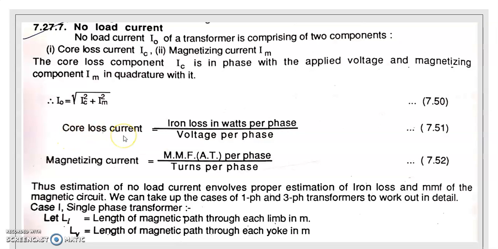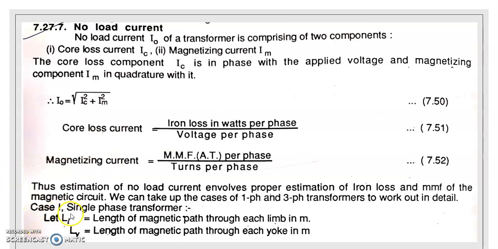Now, the core loss current and magnetizing current can be calculated. In general, core loss current is equal to iron loss in watts per phase divided by voltage per phase, and magnetizing current is the MMF, that is ampere turns per phase, divided by turns per phase. Thus, estimation of no load current involves a proper estimation of the iron loss and the MMF or ampere turns of the magnetizing circuit. We are going to take two cases, single phase and three phase. Let's see the estimation of the no load current.